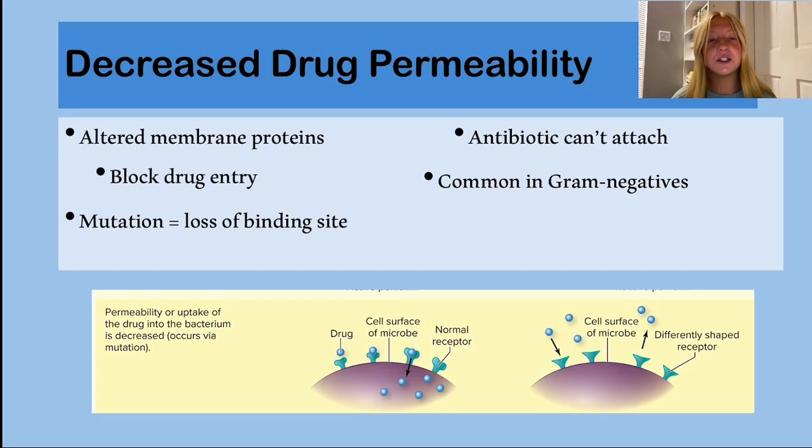So then there is decreased drug permeability. So this is when bacteria basically just close the door on the drug. So antibiotics need to get inside to work, but if the bacterium mutates the membrane proteins or its channels, the drugs can't enter and can't be used. So gram-negative bacteria, they are especially good at this because they already have that outer membrane barrier.